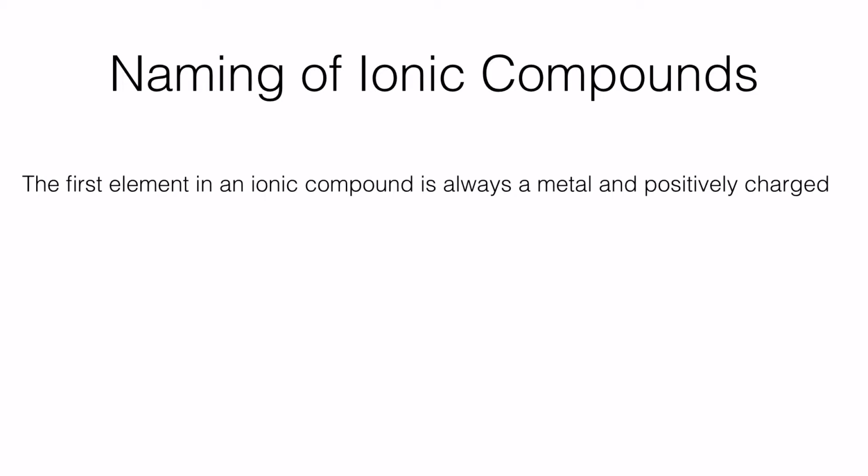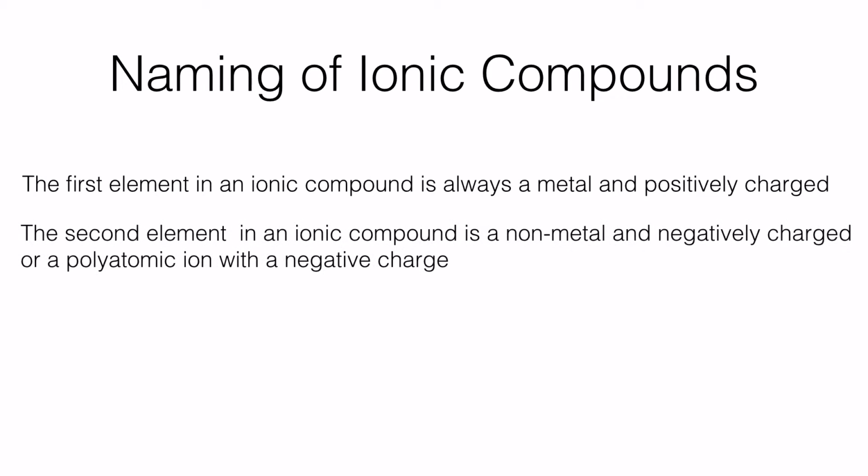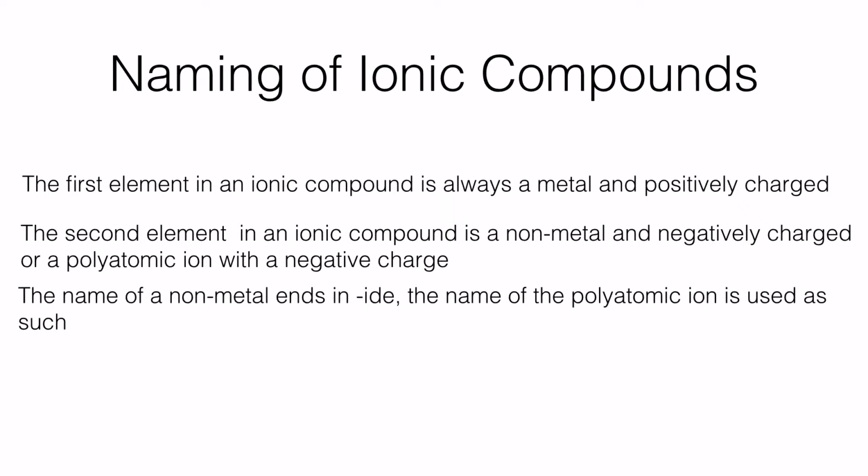In an ionic compound, the first element is usually a metal, and metals are positively charged. The second element in an ionic compound is a nonmetal, and it is negatively charged. Or we can also replace the negatively charged element with a polyatomic ion, which also has a negative charge. The name of a nonmetal usually ends in "ide", I-D-E. The name of the polyatomic ion does not change.